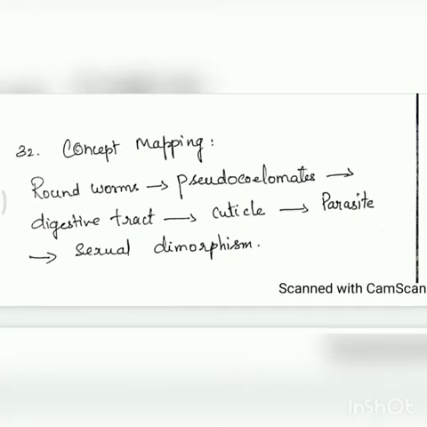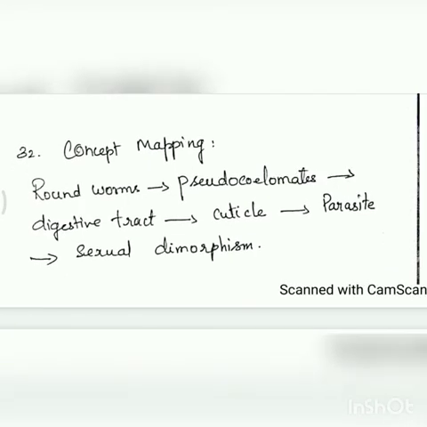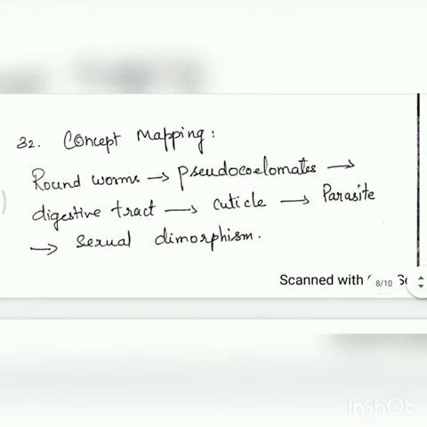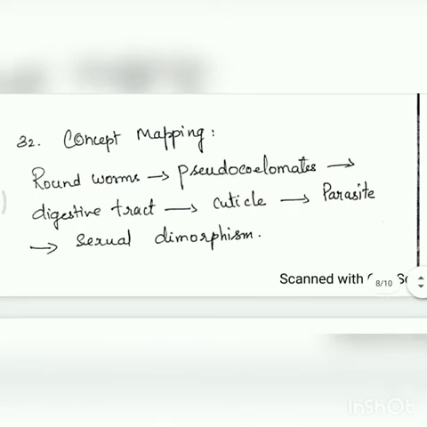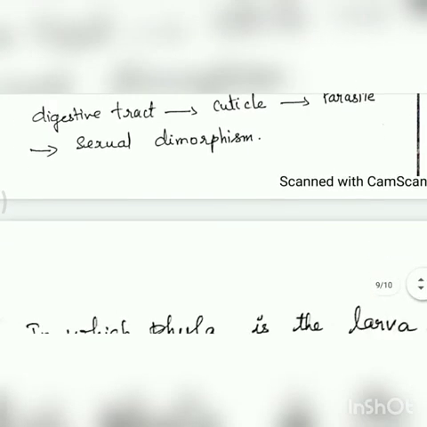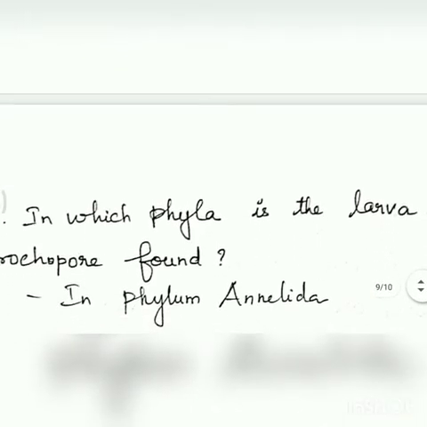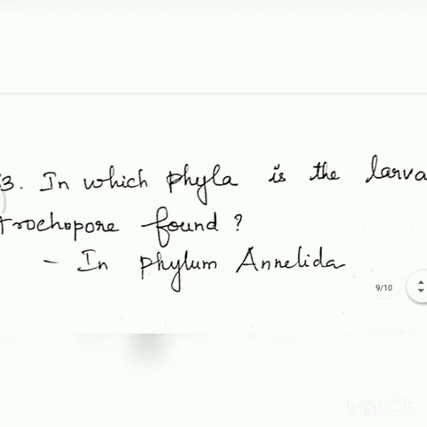Next, 32. Concept mapping is given. Use the following terms to create a concept map that shows the major characteristic features of phylum Nematoda. Nematodes means roundworms. They are pseudocoelomate and the digestive tract is straight. They are covered by cuticle. They show parasitic adaptations and they exhibit sexual dimorphism. Sexes are separate.